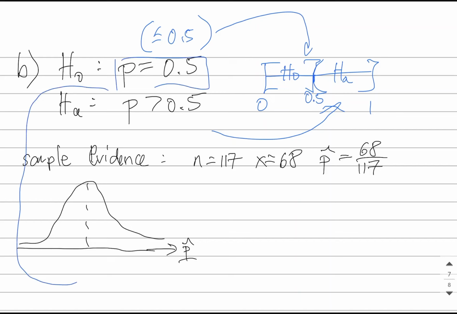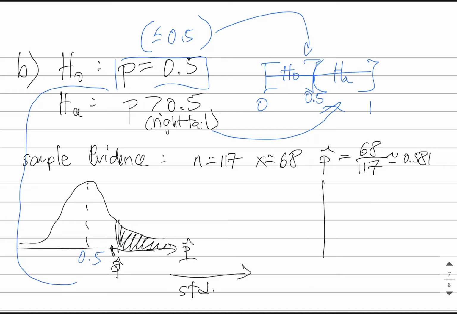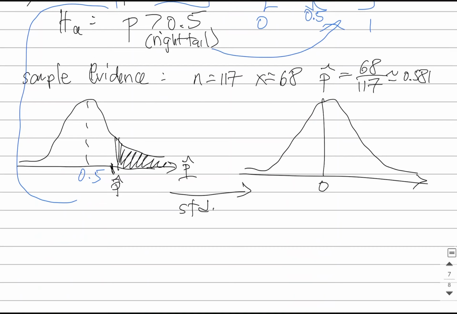The center of the distribution is set by the null hypothesis. Our sampling result is about 0.581, so it's somewhere around there. This is our observed p hat. Now we are performing a right-tailed test. We are going to standardize this and turn it into a standard normal problem. The standard normal problem is centered there at 0.